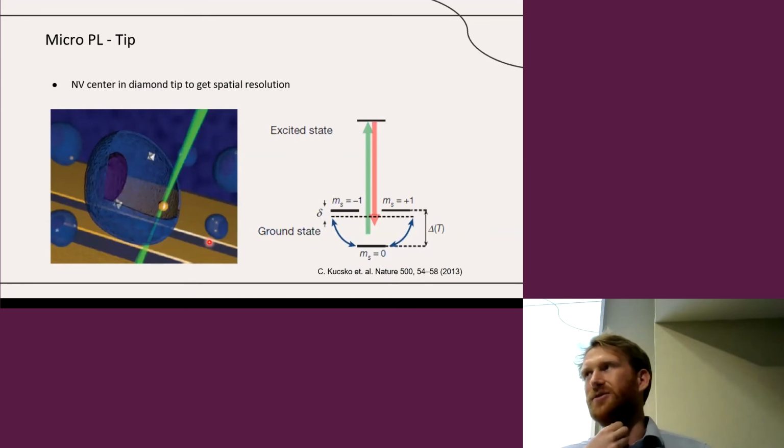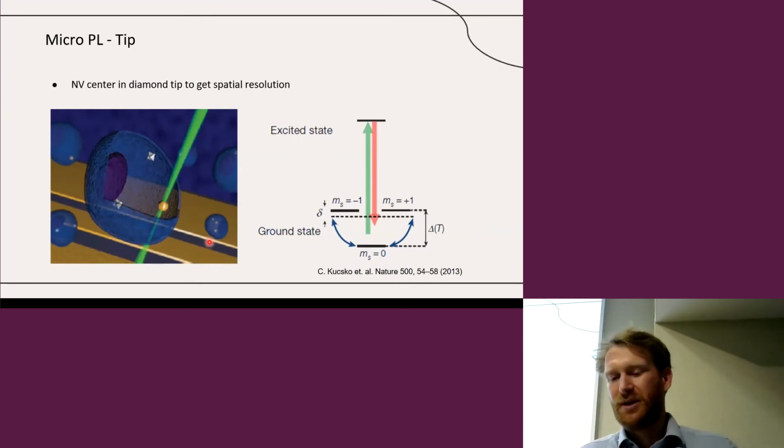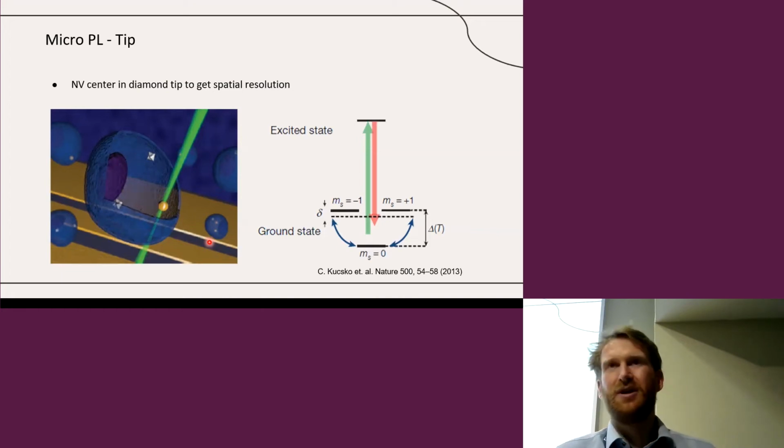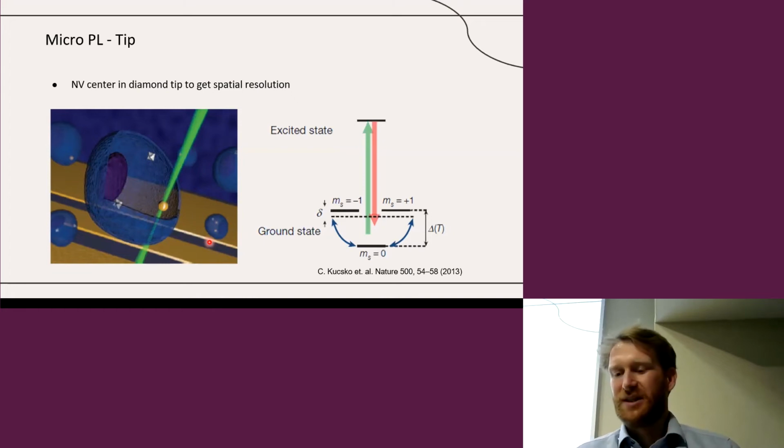The more common way to use a micro-PL is by embedding it into a tip. The way that you would do it there is you have a diamond tip where you have an NV center. An NV center works like an artificial atom within this diamond tip. So again, this will be a luminescent system, but on a very small scale, so you can use it to measure temperature at a very small scale. And because diamond is biocompatible, this is very much used in biophysics to check how the luminescent properties of this system are changing.